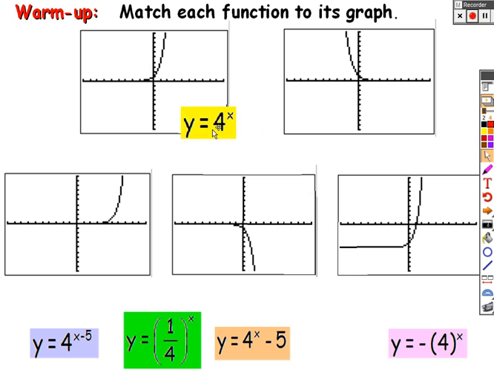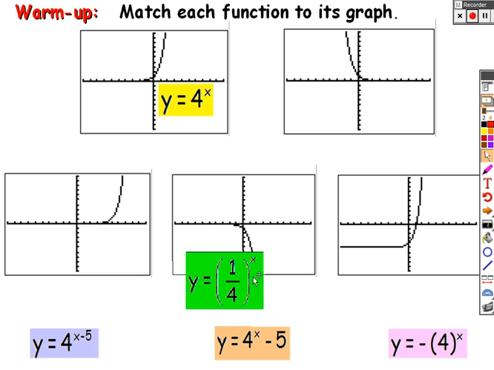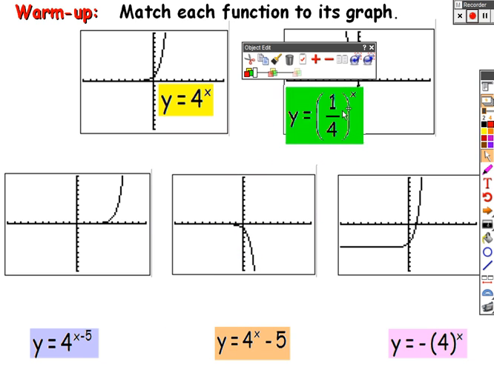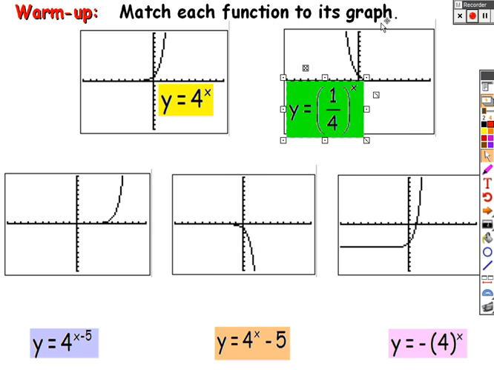The first one would be the parent function, y equals 4 to the x power. Your y-intercept would be (0, 1). Plug in 0 for x, you get out 1 for y. That's exponential growth. The second graph would be exponential decay. That b value is in between 0 and 1, so if I multiply by 1/4, the y values are getting smaller as x gets larger.